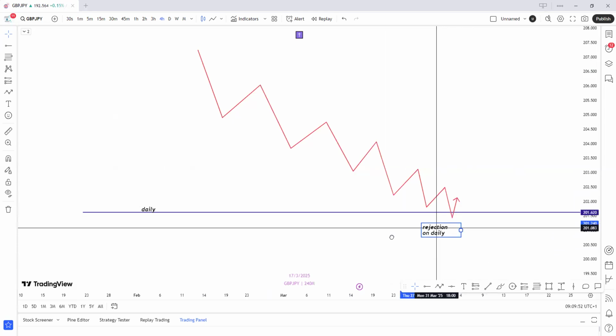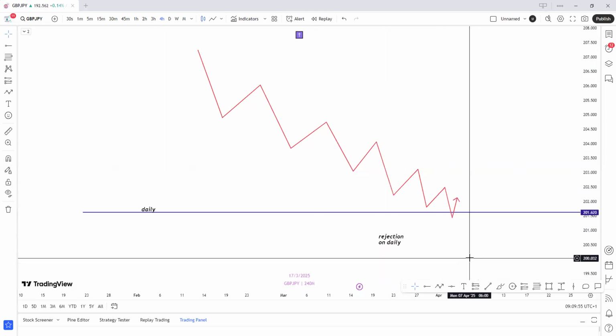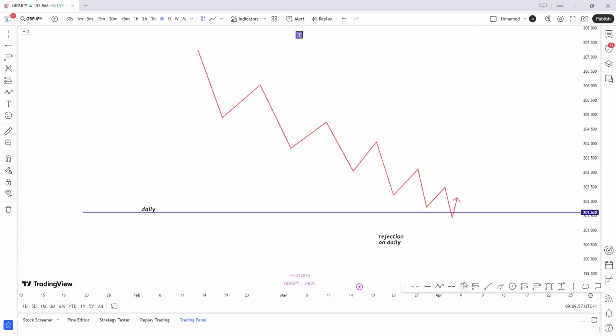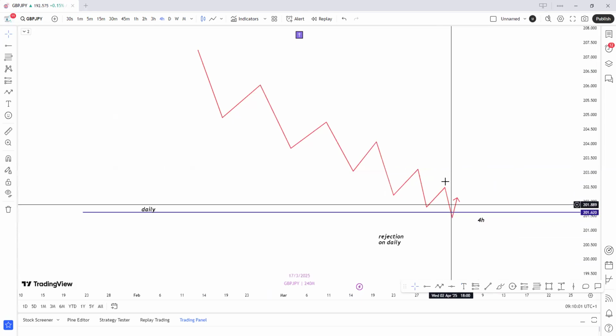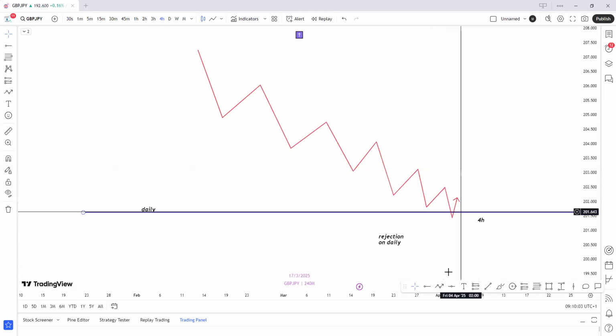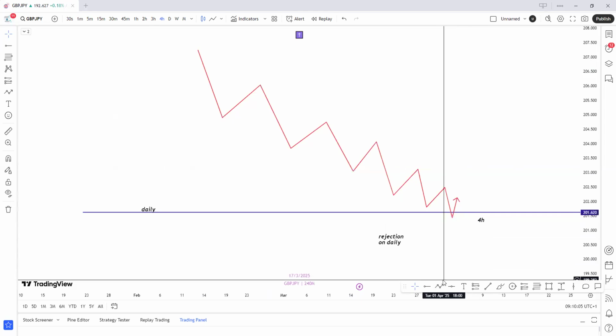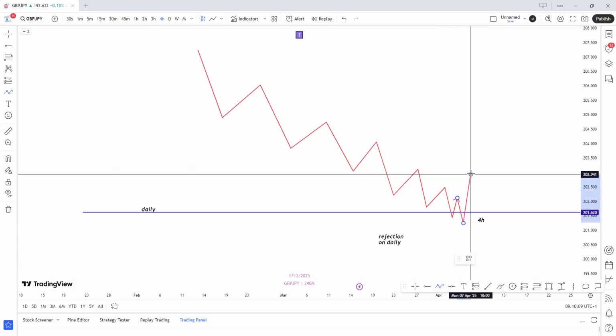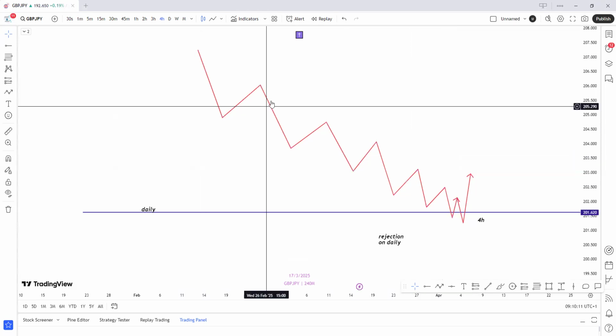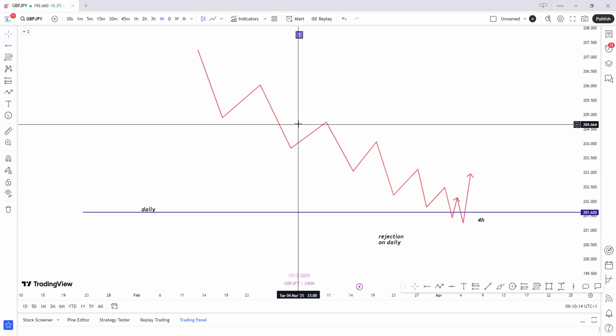The next thing I'll need to do is go down a time frame lower, let's say the 4 hour. So what do I need to see on this 4 hour? I will need the market to basically shift to the upside, to tell me that okay, we've gotten a rejection in the daily time frame. And the next thing I need to see is a shift in market structure.